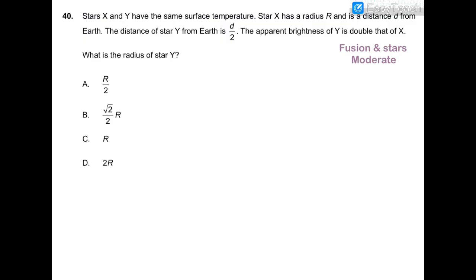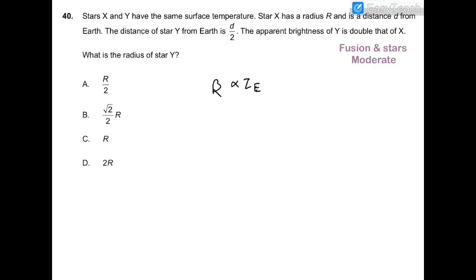Now in this last question you can see that the stars X and Y have same surface temperature. X has the radius r and is at a distance of d from Earth. The distance of Y from Earth is d by 2. The apparent brightness of Y is double as compared to X. What is the radius of star Y? First of all, we know that the apparent brightness B is proportional to the power received on Earth, or we can say the intensity received on Earth.